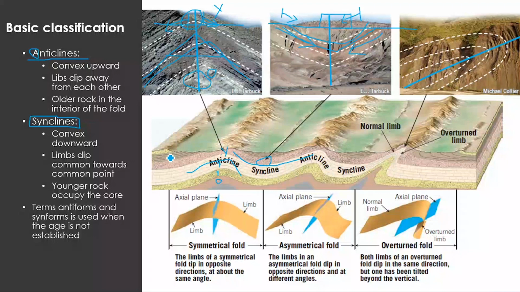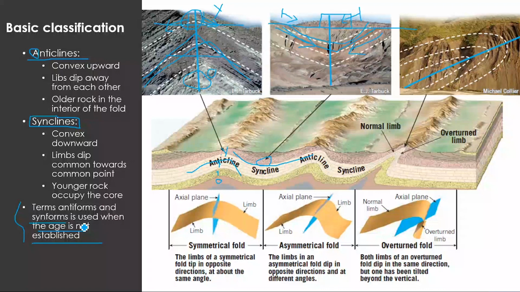And one more example: sometimes we may not be able to identify whether the oldest rock or the youngest rock is at the center, or the age of the rock may not be able to be established. In that situation, we call them synforms or antiforms. And there are a number of other classification schemes for folds.